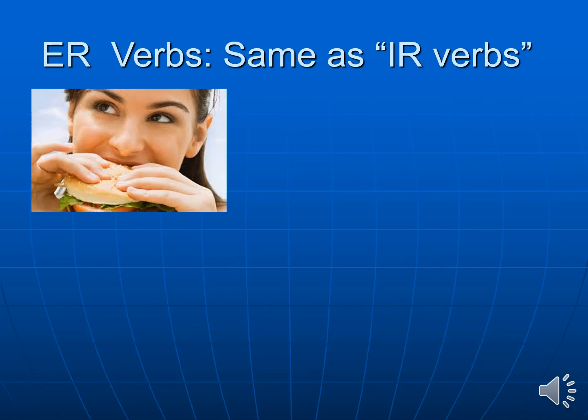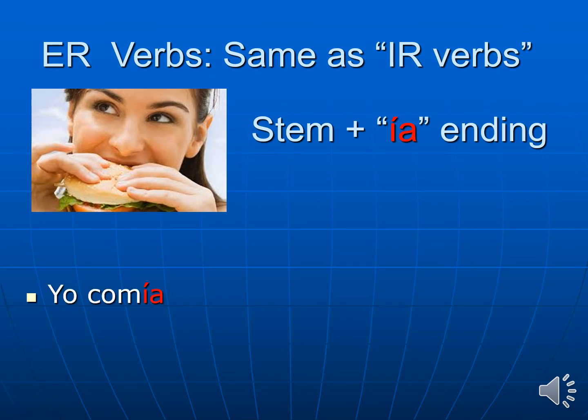ER verbs and IR verbs. How do we put them in the imperfect tense? Well, I call it the ia endings. So we take yo comía for the word comer. Yo comía. I ate. I was eating or I used to eat.